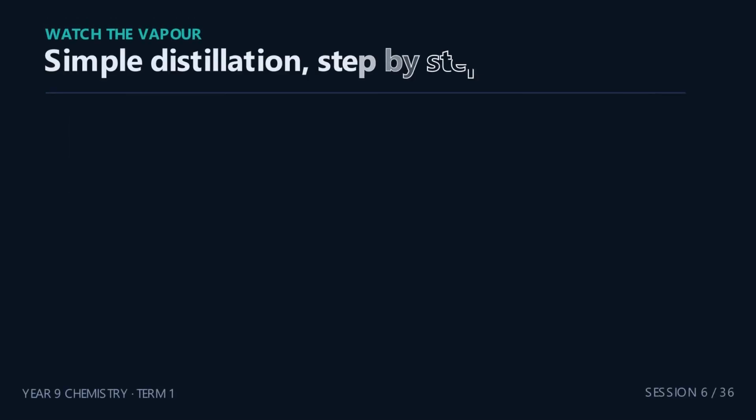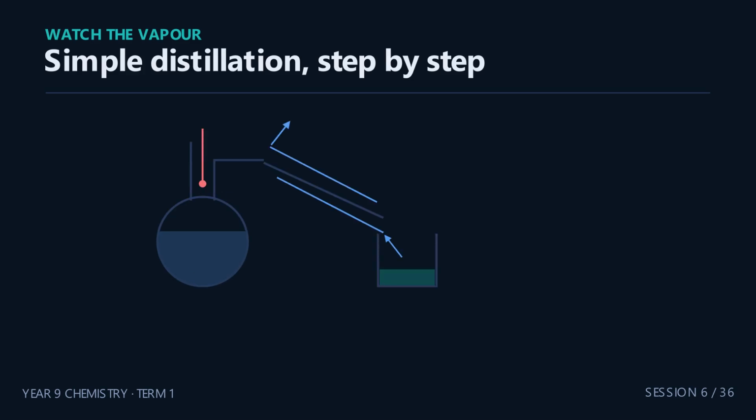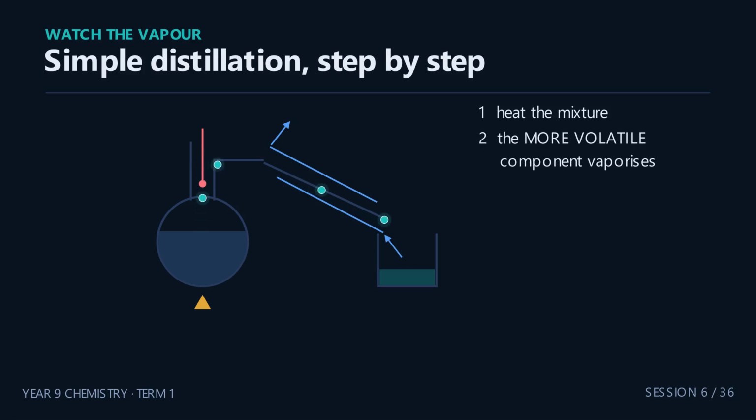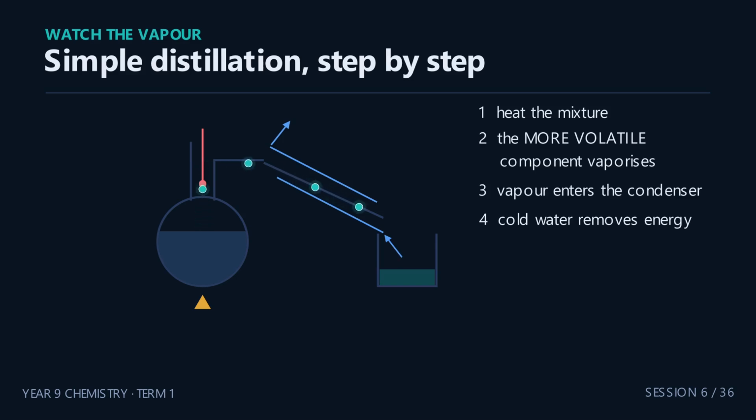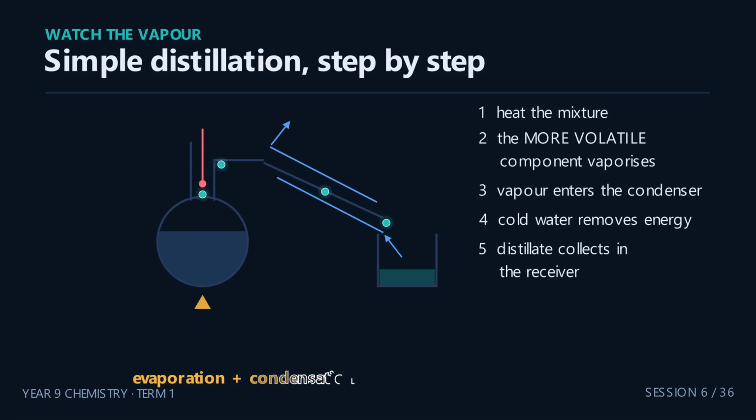Here is simple distillation step by step. 1. Heat the mixture in the flask. 2. The more volatile component vaporizes more readily. 3. The vapor rises and enters the condenser. 4. Cold water flowing around the condenser removes energy from the vapor. And 5. The vapor condenses and the liquid distillate drips into the receiver. Evaporation in the flask, condensation in the condenser. 2 changes of state, working as a team.